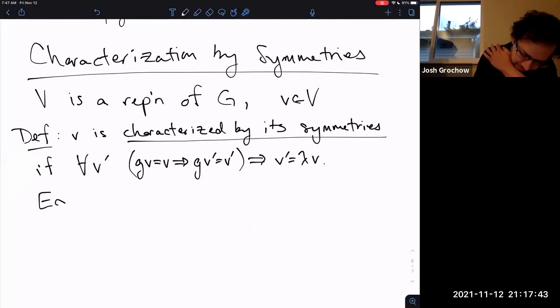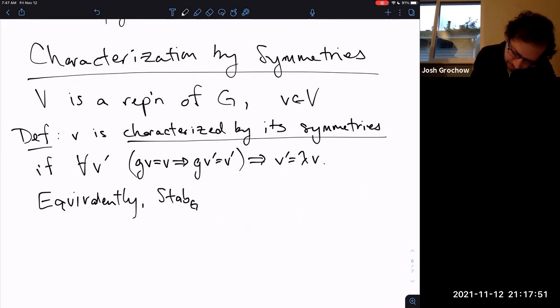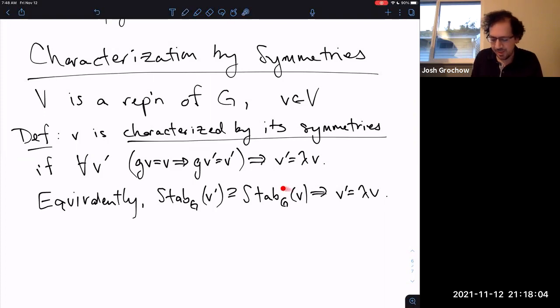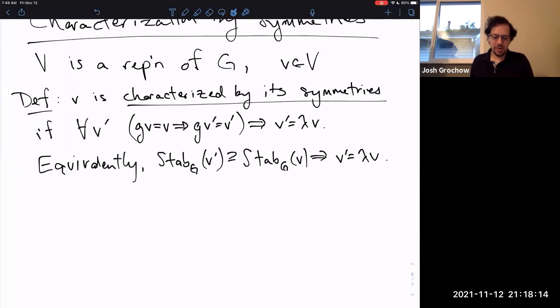An equivalent way to say this: if the stabilizer of V prime contains the stabilizer of V, then V prime equals lambda V. And in this case, this implies that actually these stabilizers had to be equal. So morally, what such points are is, if I've told you their stabilizer, I've told you everything.